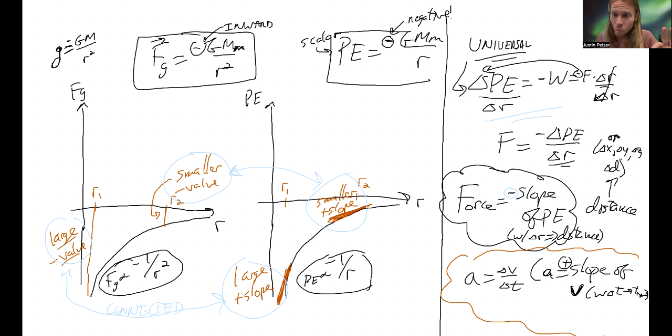This is one of the most important relationships in physics because it applies to everything and it describes so many things. So I want us to be able to match these graphs. And if I give you a graph with a new force or a new potential energy in the future, we're going to apply this.